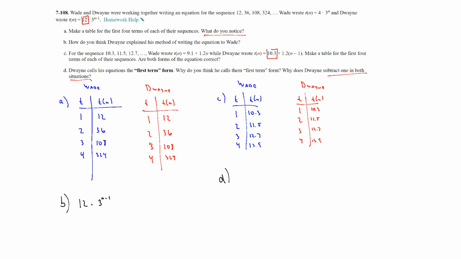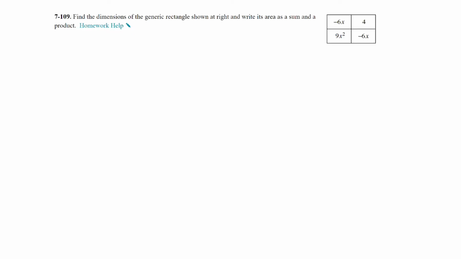So because the coefficient is the first term of the sequence instead of the 0 term, Dwayne subtracts 1 because his equation starts 1 term later in the sequence. So he needs to multiply or add 1 less time. Once again, you could write a couple different things down there as to what he's thinking, but that kind of gives you the general idea.